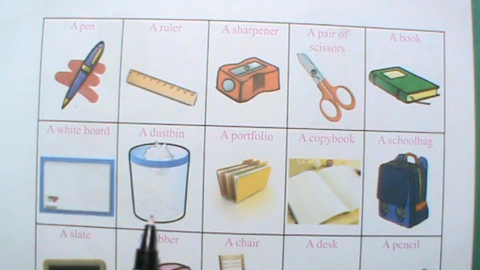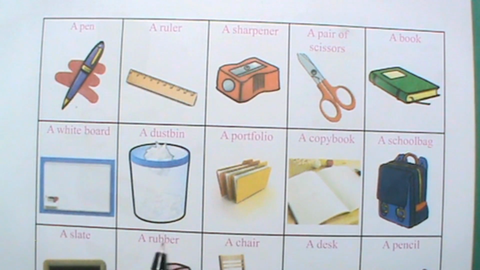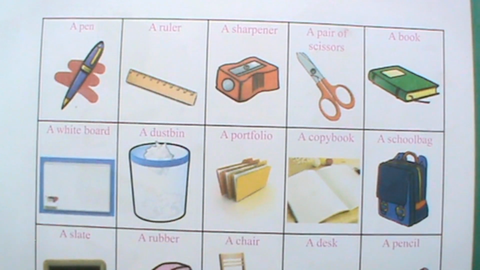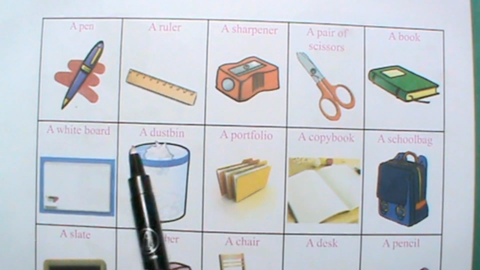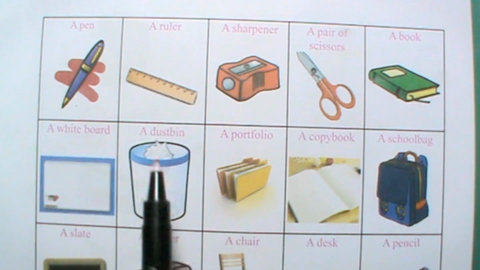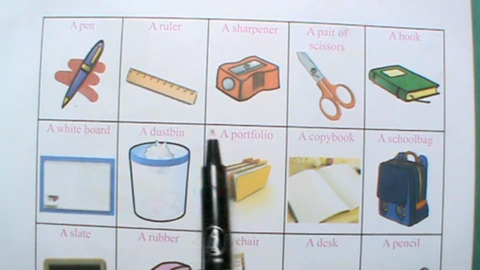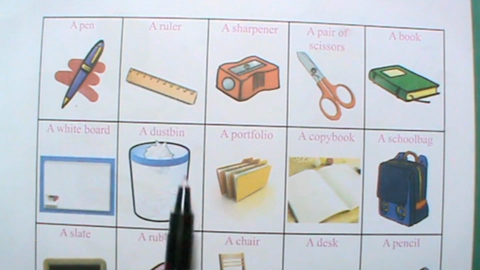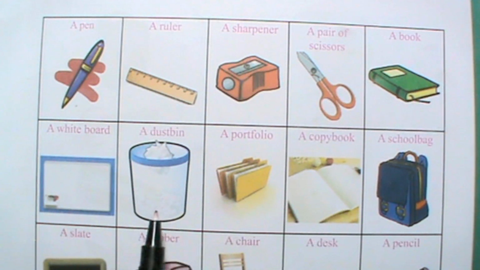We have a dustbin. A dustbin, أي سلة مهملات. كيف نقول عامل نظافة؟ نقول a dust man. Man وهو الرجل أي العامل. Dust bin وتعني سلة مهملات، و dust man أي عامل نظافة.